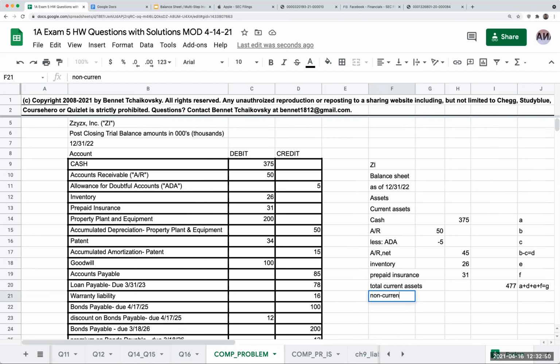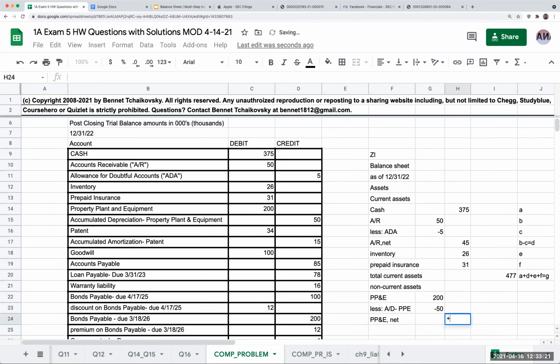For my non-current assets, I have a couple of different things over here. I have property, plant, and equipment. This balance here is 200, less my accumulated depreciation on property, plant, and equipment, which is going to be a negative 50. Remember, the accumulated depreciation is a contra-asset account. It's going to have a credit balance, and it's going to reduce the carrying value of our equipment. So I'm going to have PP&E net over here.